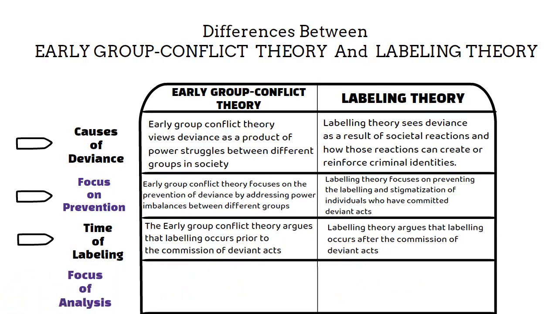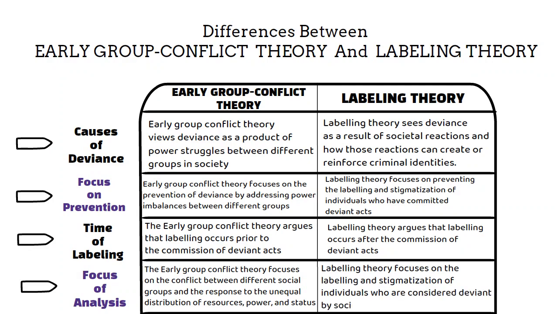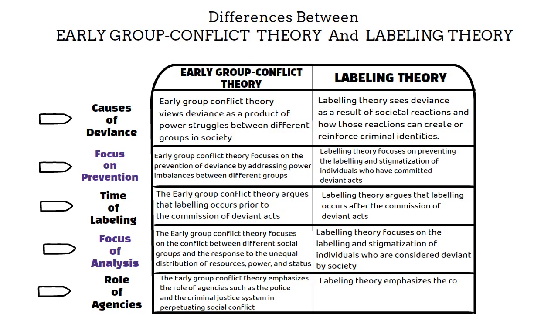The early group conflict theory focuses on the conflict between different social groups and the response to the unequal distribution of resources, power, and status, while labeling theory focuses on the labeling and stigmatization of individuals who are considered deviant by society. And last but not the least, the early group conflict theory emphasizes the role of agencies such as the police and the criminal justice system in perpetuating social conflict, while labeling theory emphasizes the role of these agencies in labeling individuals as deviant.